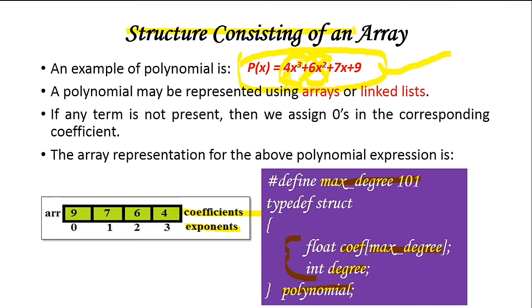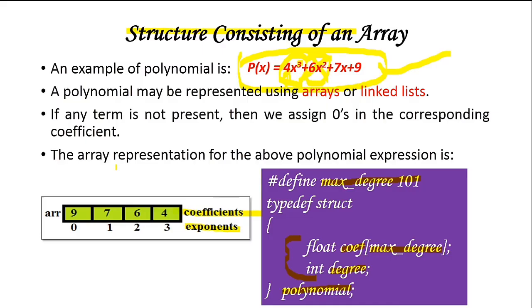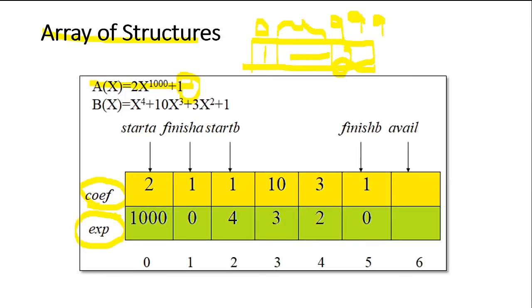So instead of that, if you want to avoid that particular thing, we are going to go for the array of structure concept. In the array of structure, what I am going to do is, I will take two different arrays. One is coefficient and one more is exponent. So in the previous one, we had taken exponent as the index, right, and coefficient as the array element. But here we are going to take two separate arrays. One is coefficient, one more is exponent.